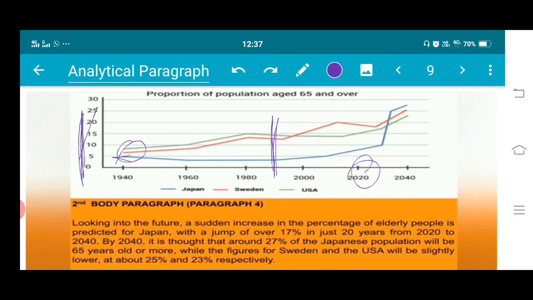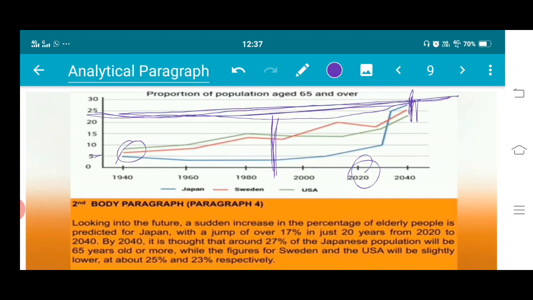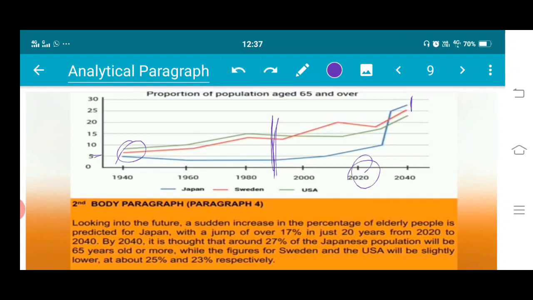No, earlier it was 5. Earlier, at the initial stage, it was 5, and when we watch it at 2040, it is reaching 25. So what's the gap? There is a gap of 17 points, right? So 17% in just 20 years from 2020 to 2040.